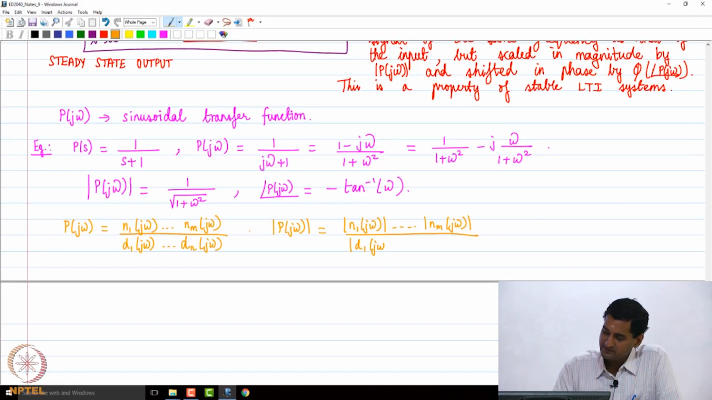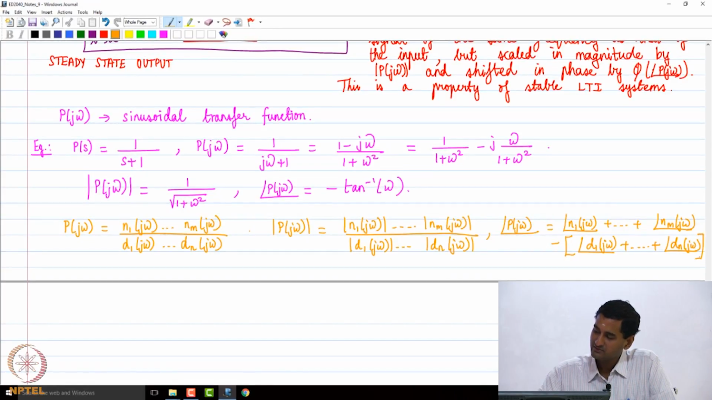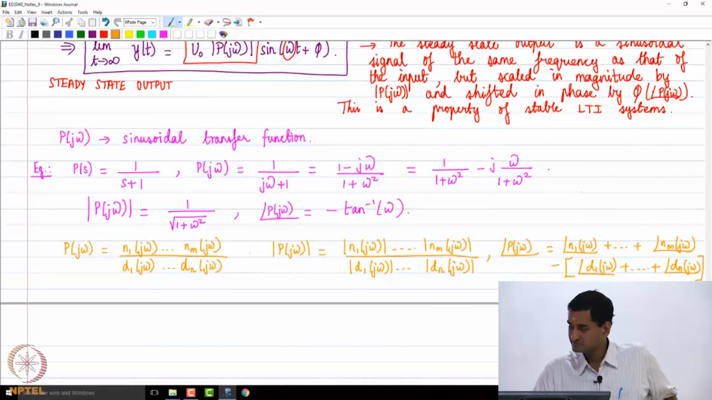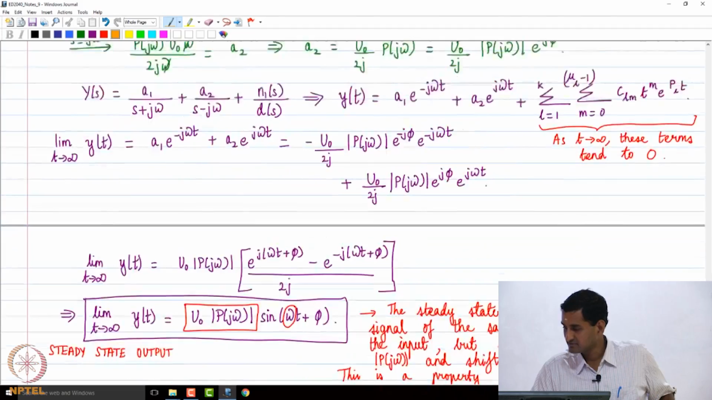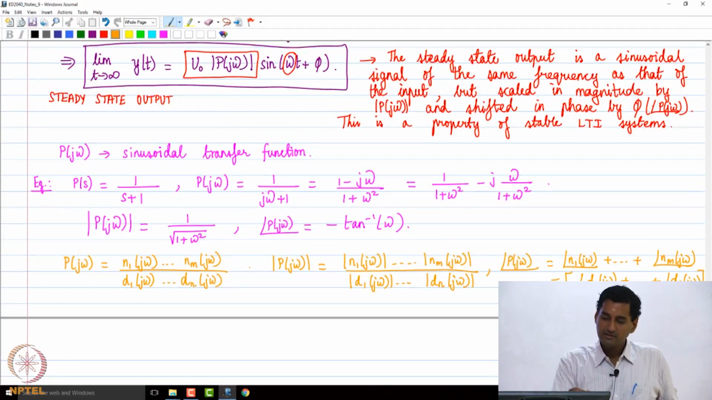So it is going to be this, and what about the phase? The phase of P(j omega) is just going to be the algebraic sum. So that is going to be the phase of n1(j omega) plus all the way till the phase of nm(j omega), minus the phase of d1(j omega) all the way till the phase of dn(j omega). Okay, so that is what we get, right. So that is how we calculate the sinusoidal transfer function, right.